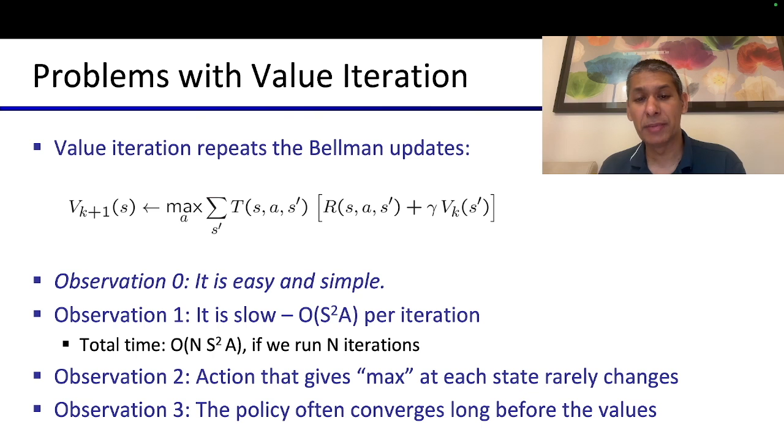And also sometimes you already have the same policy, but the values are still changing, so you keep spending your time on it, while the policy that you end up with is the same policy that you had maybe 50 iterations prior. So that's the main problem we have with value iteration.